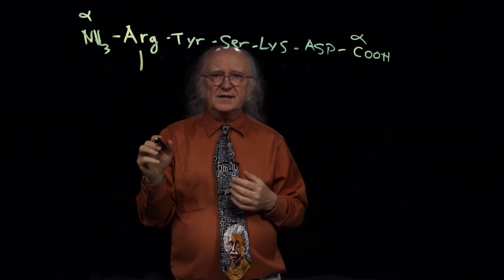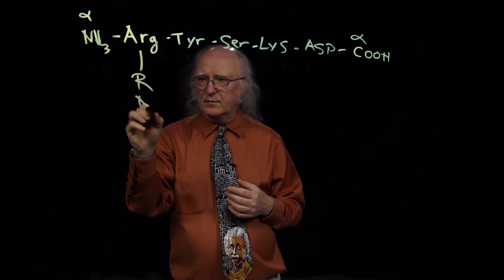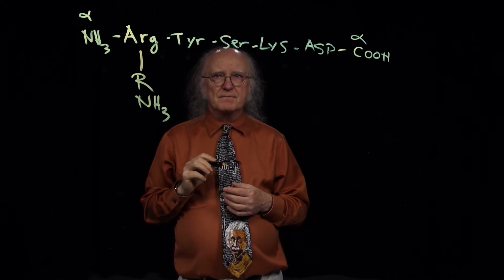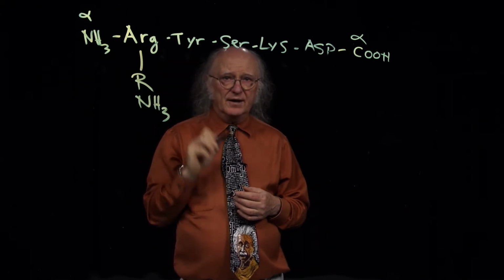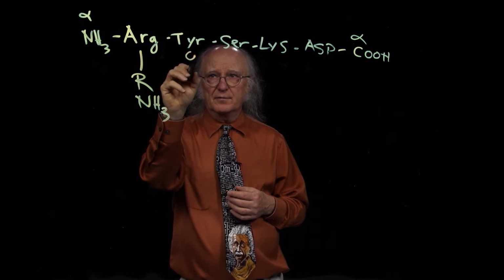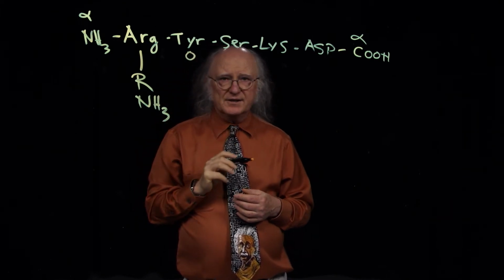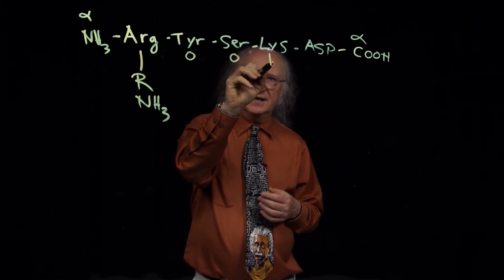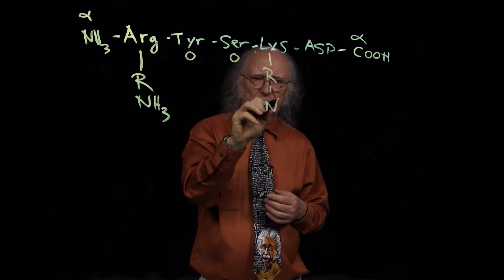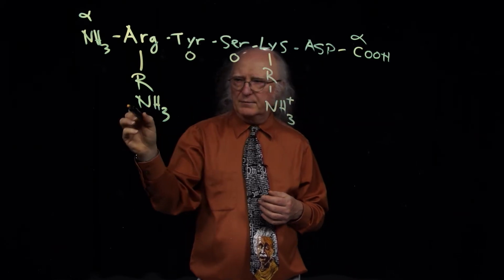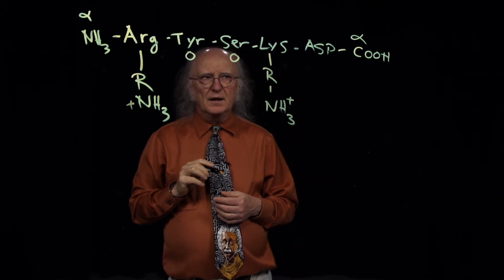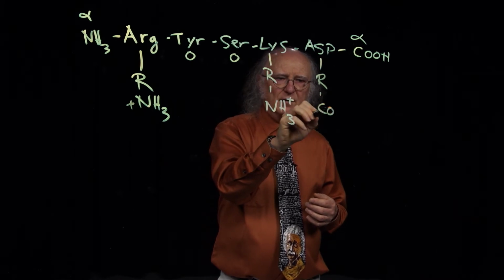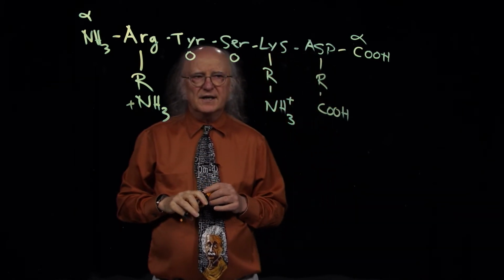Well, this has an R group amine. Okay, and I'm just going to write it as an NH3 for the moment. Okay. Tyrosine does not have an R group that can ionize. No ion. Serine does not have an R group that can ionize. Okay. Lysine does have an R group that can ionize, and it's an R group amine. I'm going to write it as an NH3. By the way, these are pluses. Okay. Last, aspartic acid has an R group that can ionize, and I'm going to write it for the moment as a COOH because it's a carboxyl.